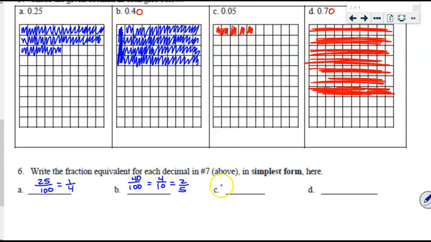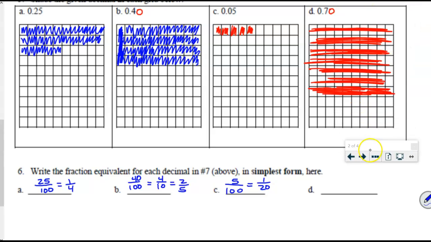C, what is the fraction for C? Kale? For C? Oh, look at, what do we have? 0, 5, and that 5 is ending in the hundredths place, so 5 hundredths. Yes, we need to simplify, and again, we'll practice this in a second. Anyone know already what the simplified version of 5 hundredths is? Luis? It is 1/20th. We'll be practicing this.